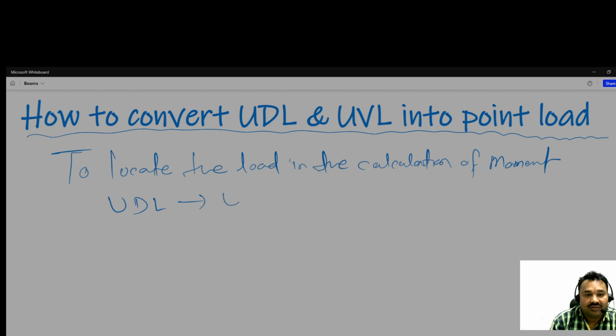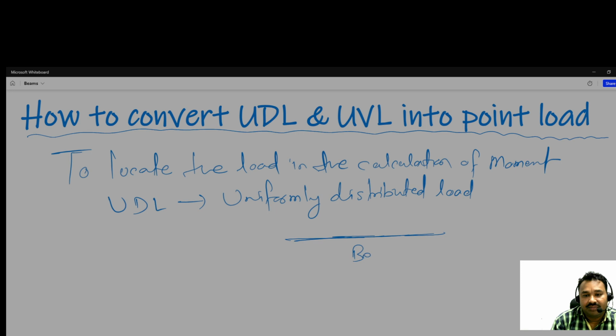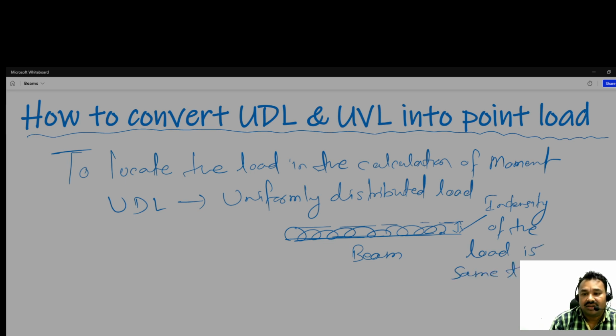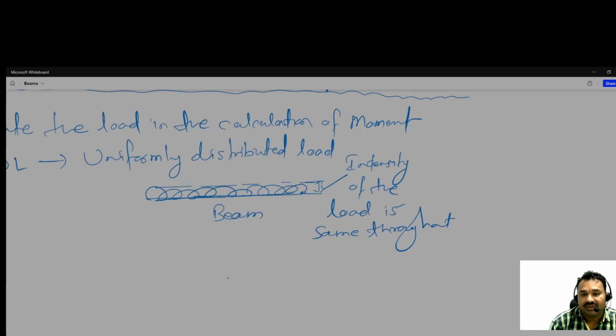UDL: uniformly distributed load. Like suppose this is a beam, and in this way you can see the intensity, the height, or intensity of the load is the same throughout the span, throughout the length.